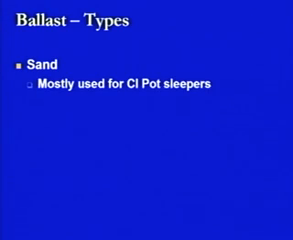Then another type of material is sand. Sand is mostly used for CI pot sleepers. As we have seen when we discussed the CI pot sleepers, they are inverted pots. In the case of the inverted pot, if we are using stone ballast, then it is very difficult to insert the stone ballast into the pot section.